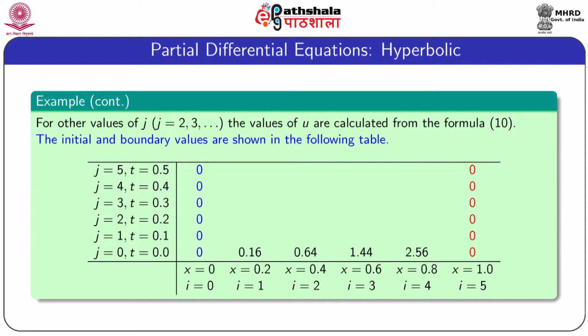So depending on the values and the boundary conditions, the left boundary values are 0, 0, 0, 0, 0 mentioned by the blue vertical zeros, and the right boundary values are also zeros. These are mentioned by red vertical zeros. And the initial values for t equal to 0 are mentioned in the first row, that means the initial values of u when t equal to 0 are 0, 0.16, 0.64, 1.44, 2.56 and 0.